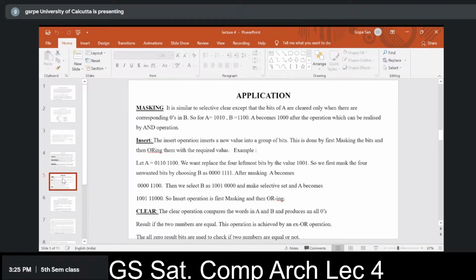So if initially A is 1010 and B is 1100, these two 11 will remain the same, 10, and these two 00 will be cleared to 00. So A will be equal to 1000 after the operation. Now again, if you look at the truth table, you will see that the AND operation is used for masking.